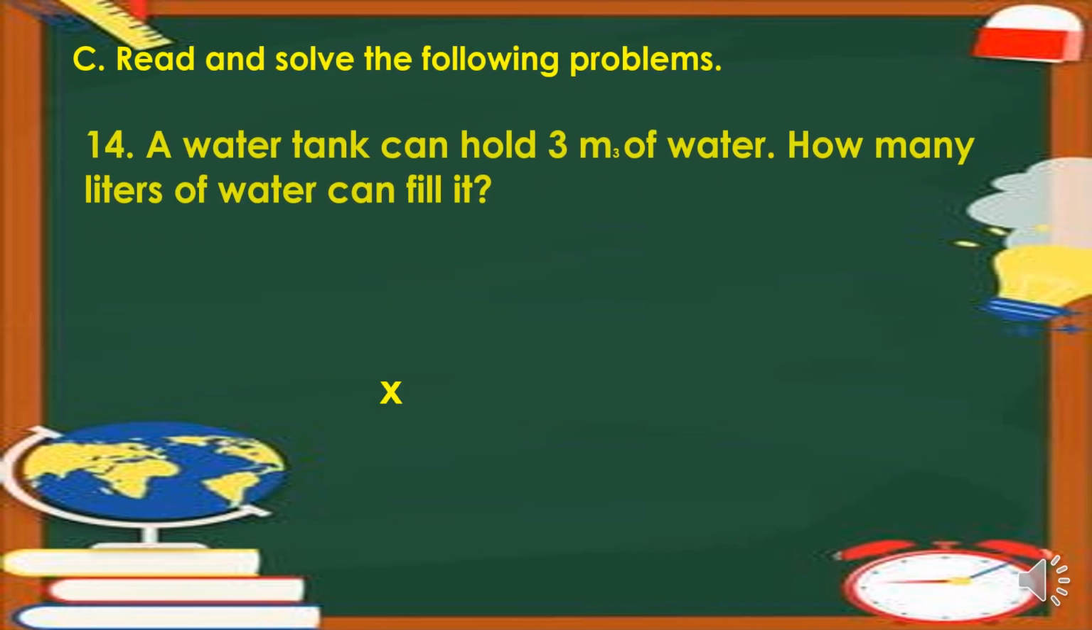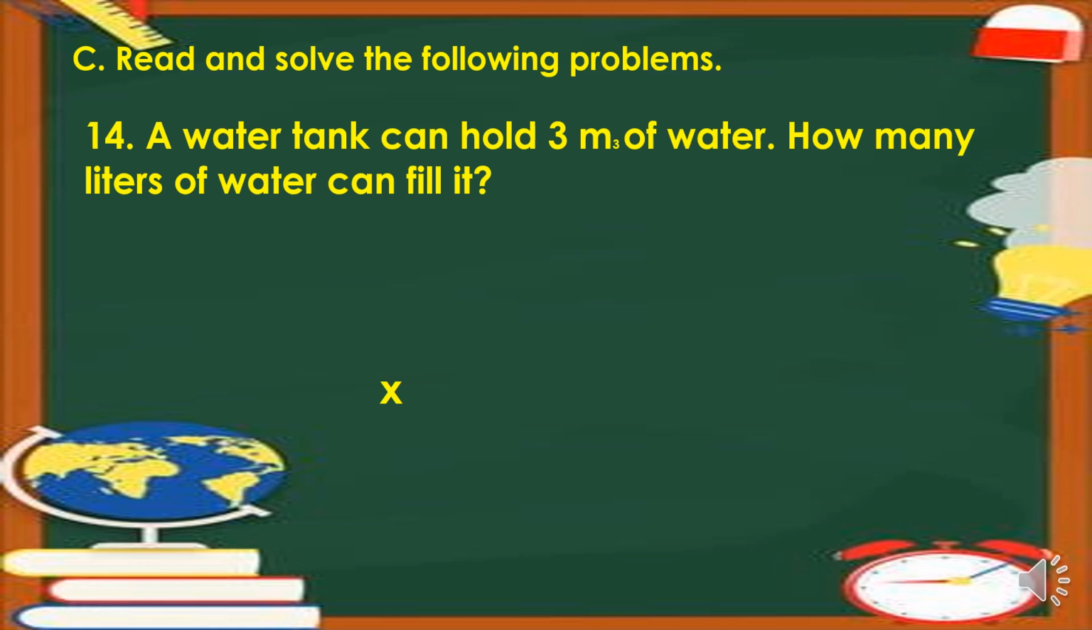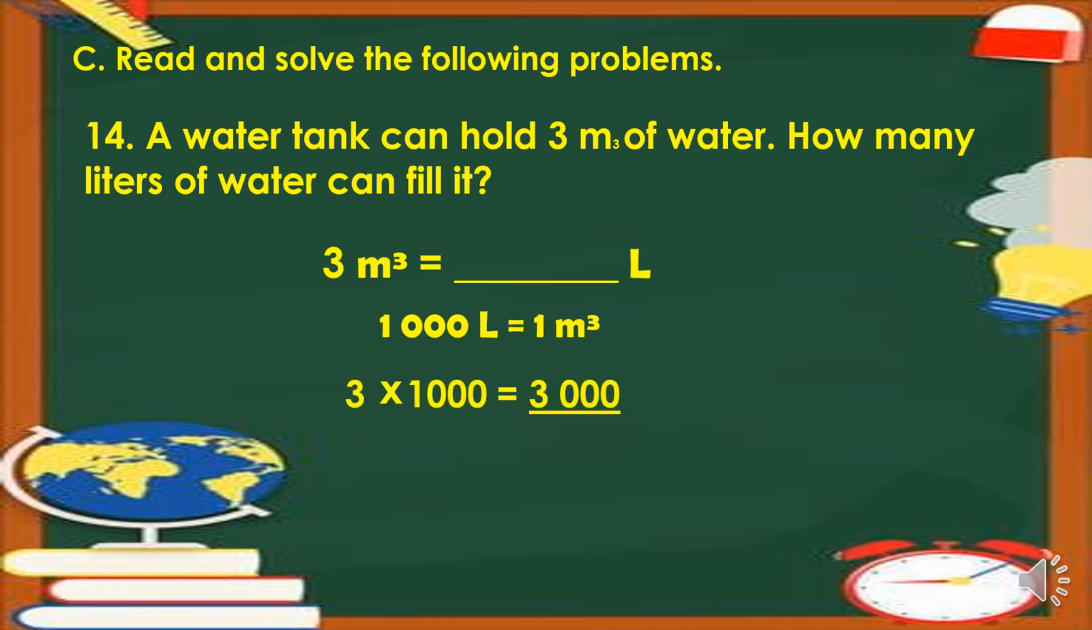Okay, to continue for number 14, a water tank can hold 3 cubic meter of water. How many liters of water can fill it? So 3 cubic meter is equivalent to how many liters? So for every 1,000 liter, that is equal to 1 cubic meter. So that means we are going to multiply 3 times 1,000, that is 3,000. So the answer is 3 cubic meter is equal to 3,000 liters ang kailangan to fill in the water tank.